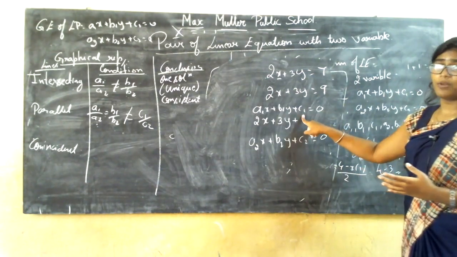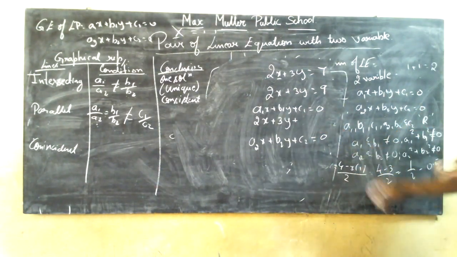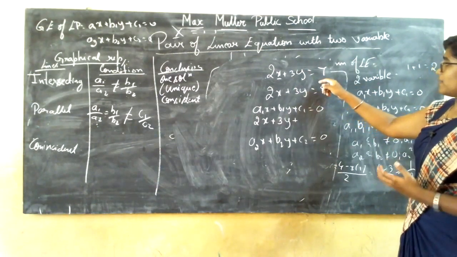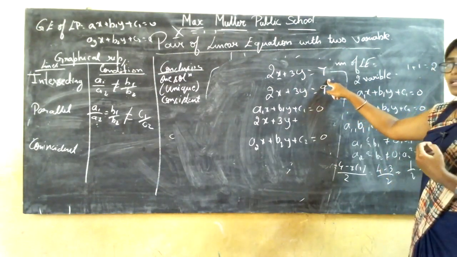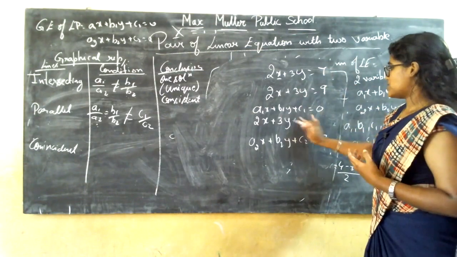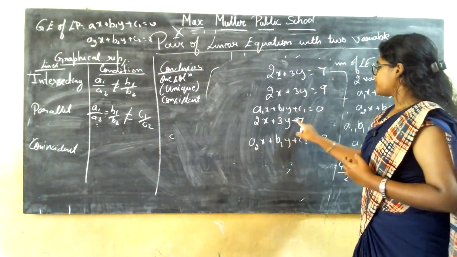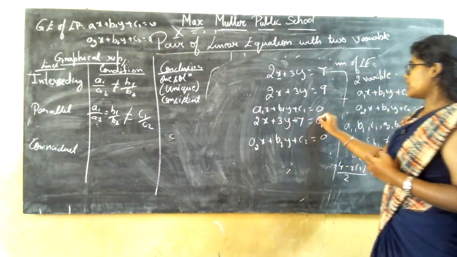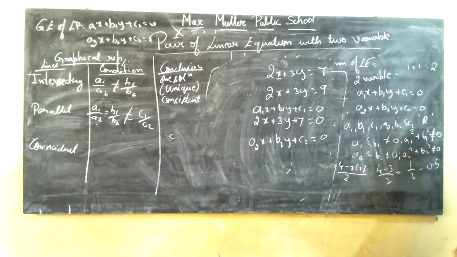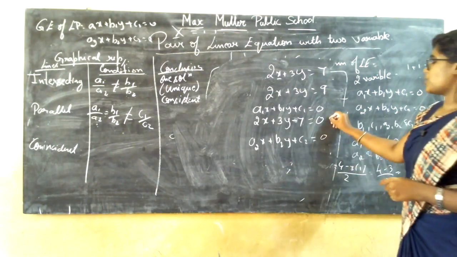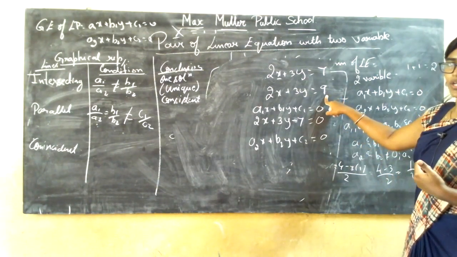Why? Because the general formula has it on the left hand side. So if you shift it to the left hand side, what happens? Plus 7 becomes minus 7. Be careful when you are shifting. Do not miss the signs. Signs are very important when you find out the ratios. Then the first equation is done. You have one more equation left.